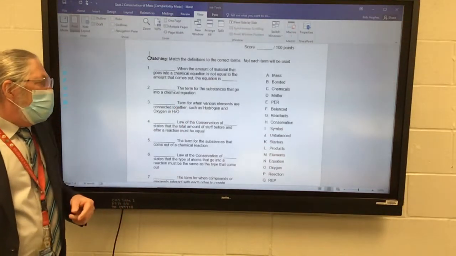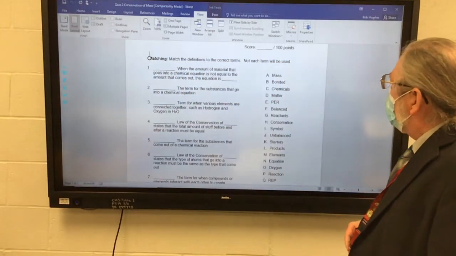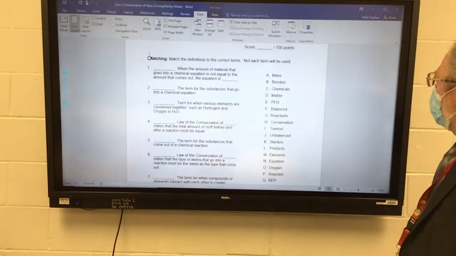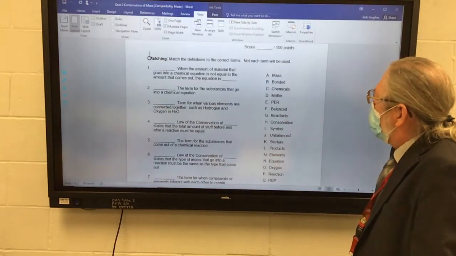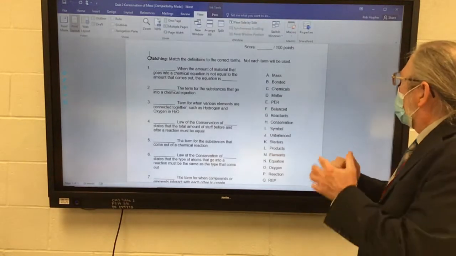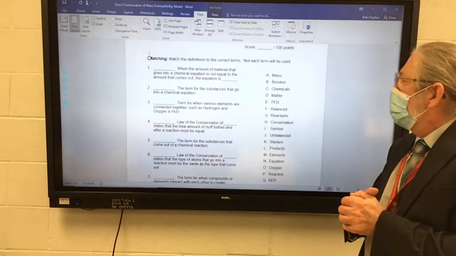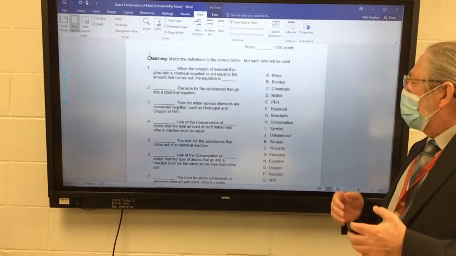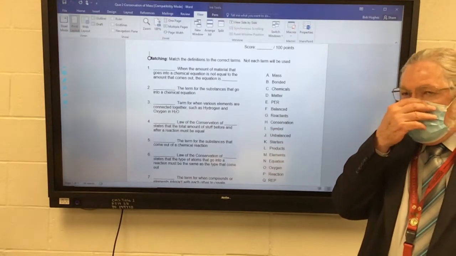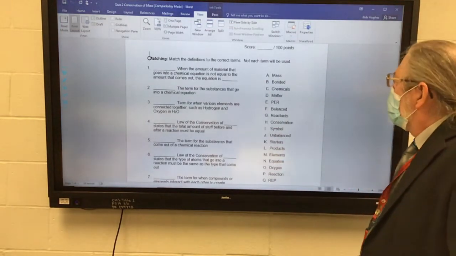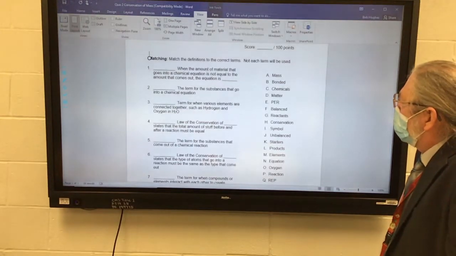Number three is the term for when various elements are connected together, such as hydrogen and oxygen in H2O. Are they bonded, or are they called matter? When various elements are connected together, are those atoms bonded or are they matter? What term makes most sense in that sentence? That would be the way I would answer that question.